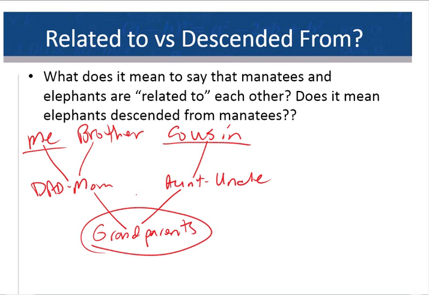What does that phrase mean to you, more closely related? Looking at this tree, hopefully you recognize right away that my brother and I have more recent ancestors in common than my cousin and I. So having more recent ancestors and therefore more DNA in common means more closely related. So the key marker is the amount of DNA that we have in common. My brother and I have much more DNA in common than I do with anybody else on the planet. My cousin and I have more DNA in common than I do with anybody who doesn't share my same grandparents.